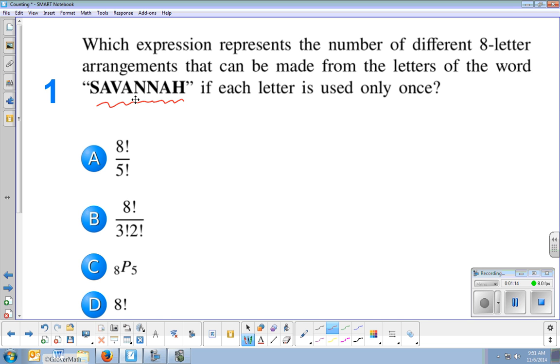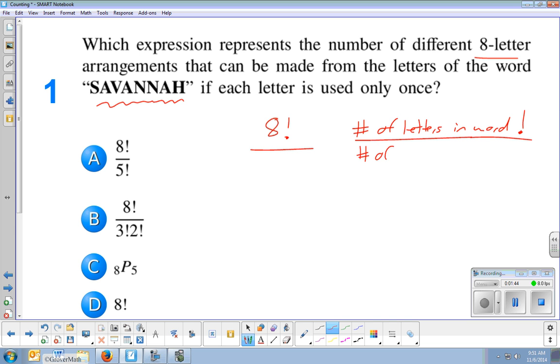The way to do the letter arrangements is you count how many letters you have, and the problem even tells us there are 8, and so that is the numerator factorial. So the number of letters in the word factorial, and then it is divided by the number of each letter factorial. So how many S's are there?